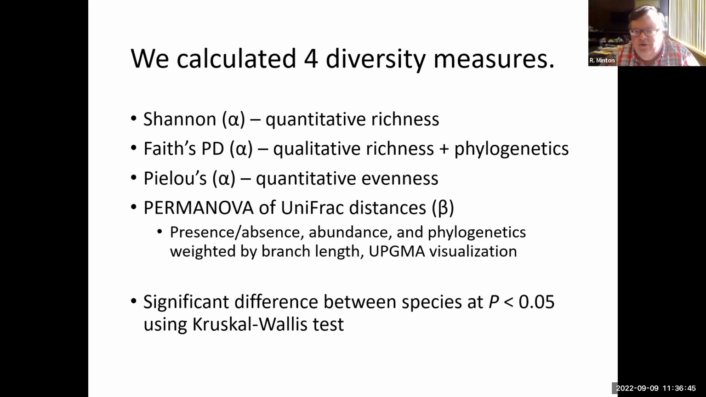And then for beta diversity, we did a multivariate analysis using what are called UniFrac distances. And again, if you have learned about Bray-Curtis dissimilarity in ecology before, or you're familiar with that, UniFrac is Bray-Curtis plus phylogenetic relatedness. So it gives you community level structure, both based on presence, absence, relative abundance, and now this phylogenetic factor added in. Significance was measured at P less than 0.05 for everything.